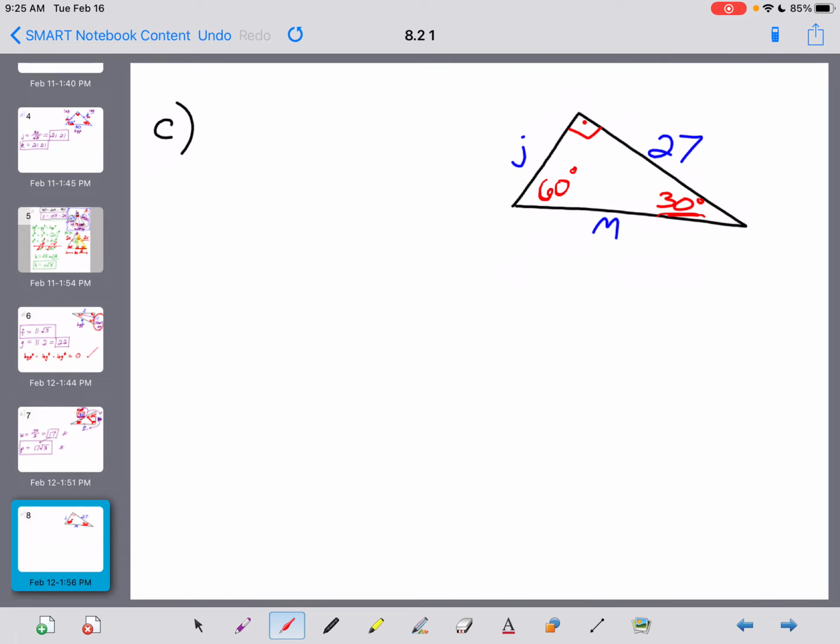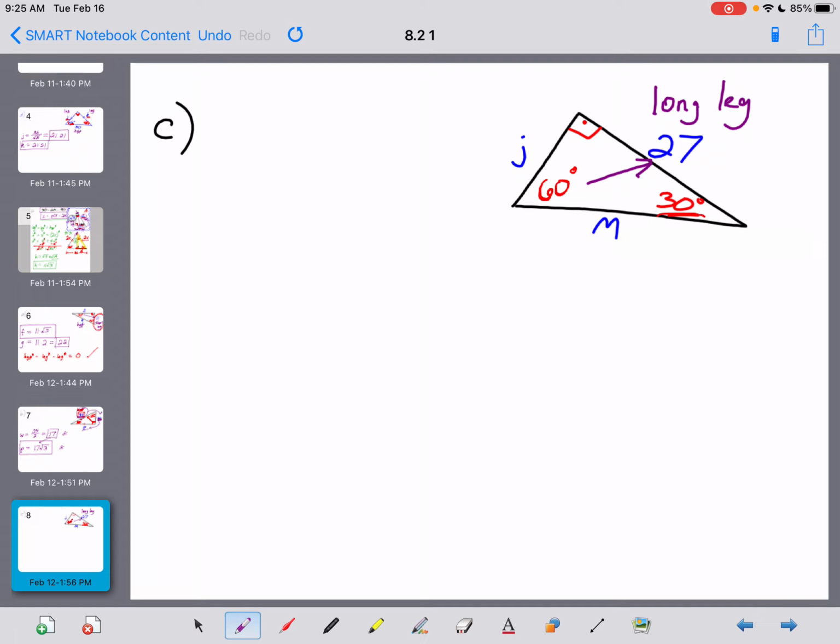And let's ask ourselves the question, out of the 3 sides in a 30, 60, 90, short leg, long leg, and hypotenuse, which of the 3 were we given? Well, the 27 that we have here, you guys, is across from the 60-degree angle. 60 is the middle angle, which makes 27 the middle length of the 3 sides. So it's not the short leg, which is the shortest side. It's not the hypotenuse, which is the longest side. This one right here is the long leg in our 30, 60, 90.